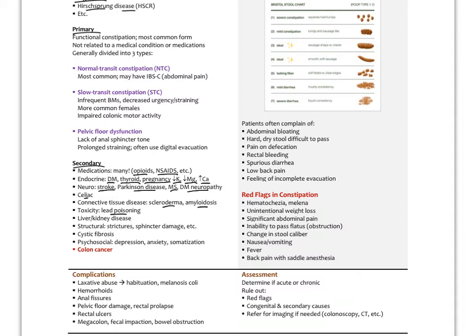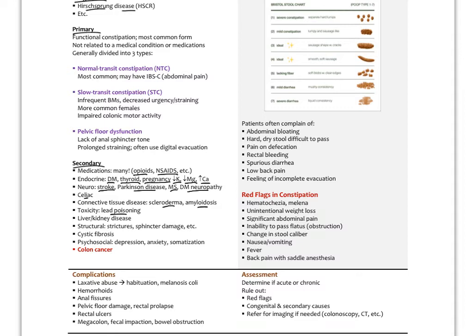Any sort of structural damage like strictures or sphincter damage can happen, for example, in chronic Crohn's disease. In Crohn's, there often are strictures of the intestine chronically. Cystic fibrosis is a genetic problem of a chloride transporter, and that can result in very thick, abundant mucus and delayed peristalsis.